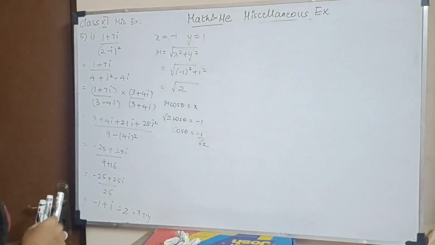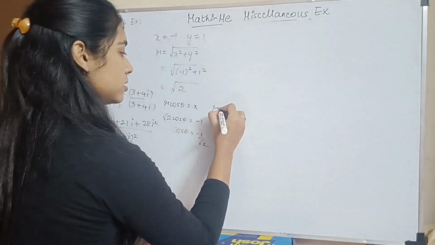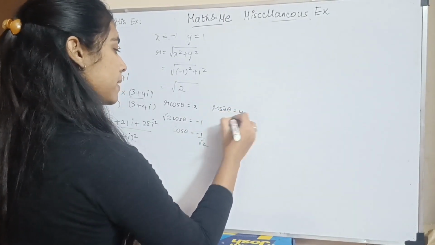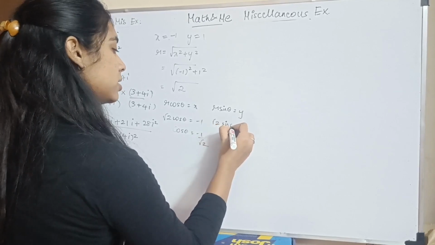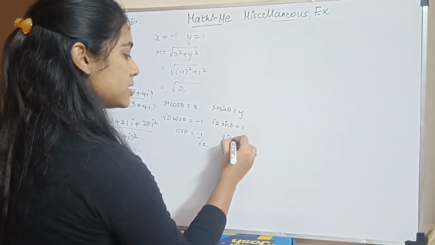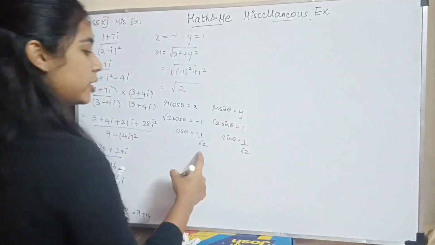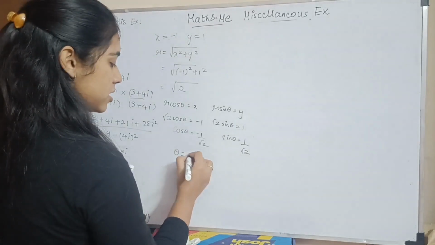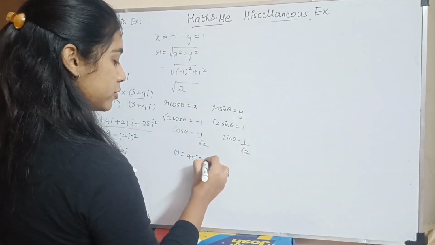And what is my sin theta? r sin theta equals y. Root 2 sin theta equals 1. Sin theta equals 1 by root 2. So 1 by root 2, 1 by root 2, my theta is 45 degrees, which is pi by 4.